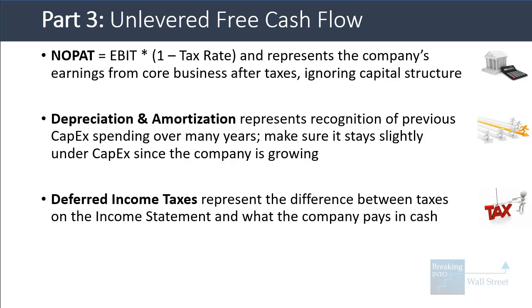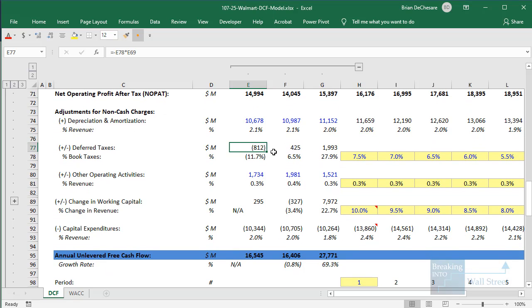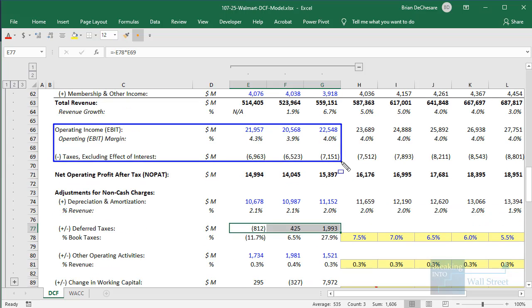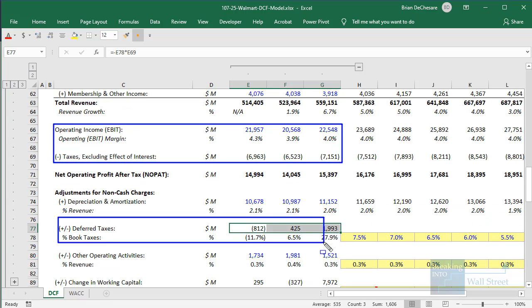Deferred income taxes represent the difference between taxes on the income statement and what the company actually pays in cash to the government. With this one, we calculated this based on some of the historical numbers. So we looked at the percent differences historically and then recalculated the numbers in the past 3 years based on those differences. The problem is that since the taxes here are based on operating income, it's not going to match up exactly if we just use the numbers as is on the cash flow statement.